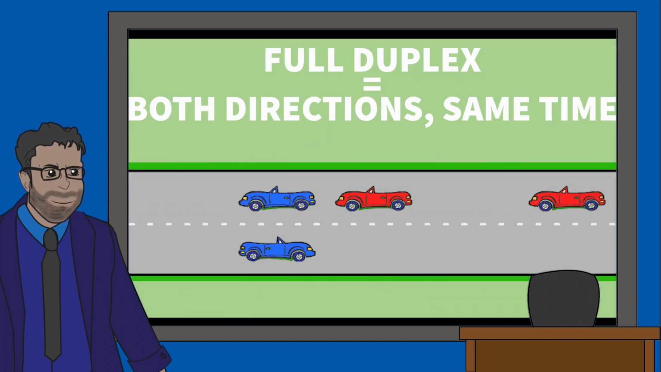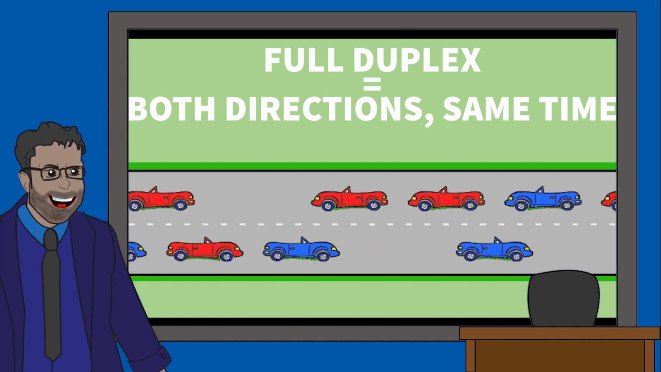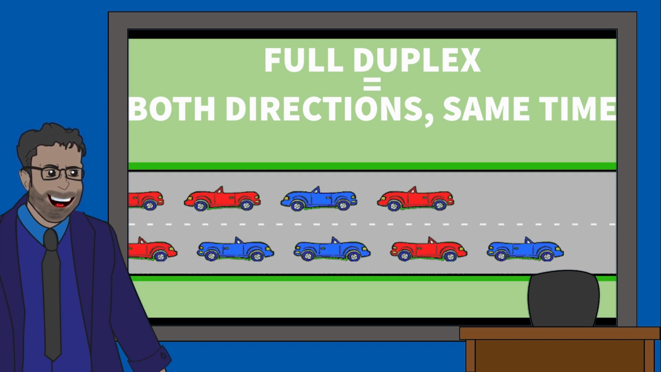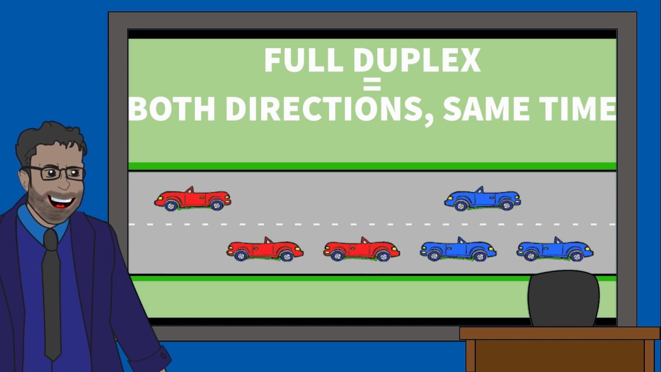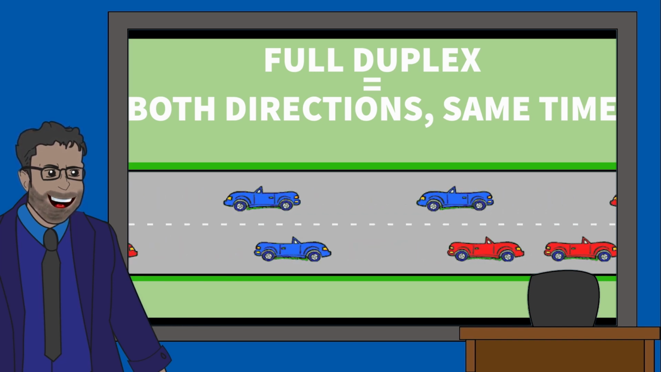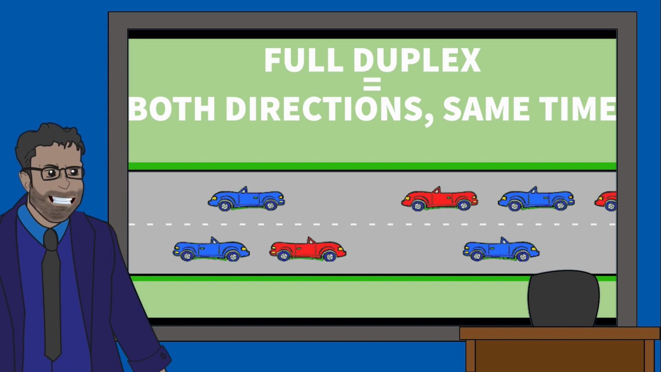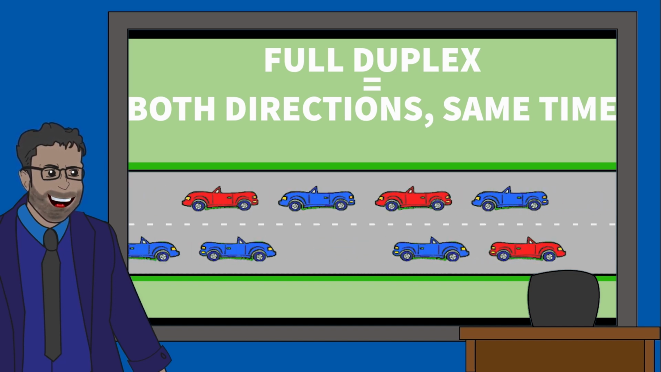Finally, full duplex. This is where data is sent in both directions at the same time. Telephone calls often have this setup so that while you are talking to one person and they're talking back, you can both hear each other.